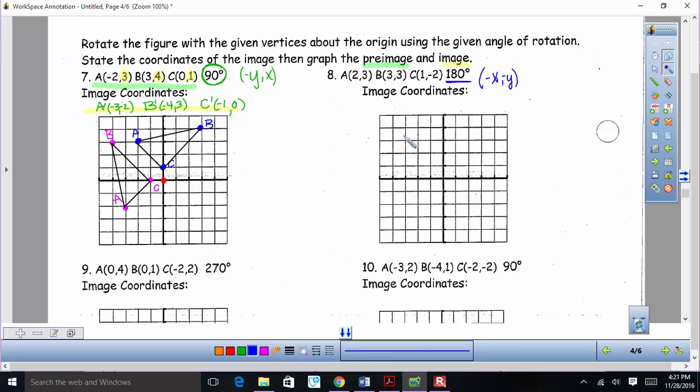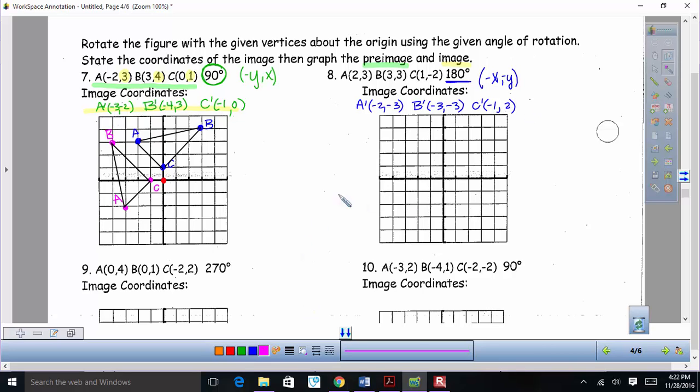So let's rewrite our new coordinates. So A prime, all we're doing is changing signs, would be negative 2, negative 3. B prime would be negative 3, negative 3. And C prime would be negative 1, positive 2. Okay?